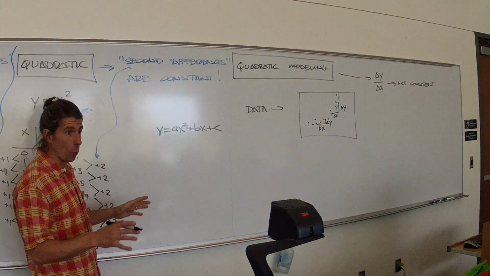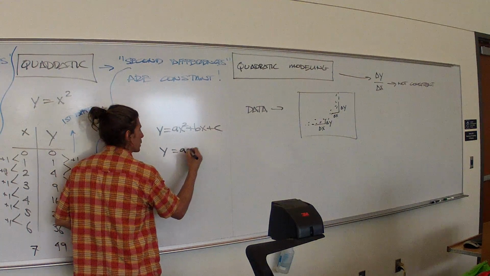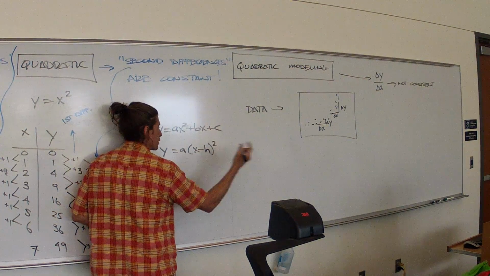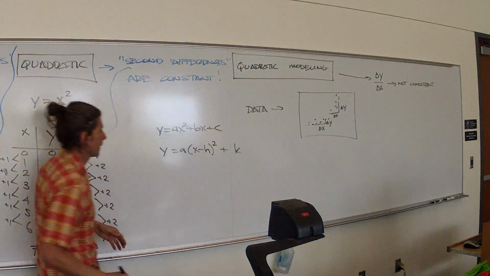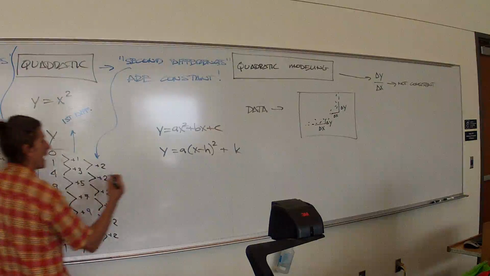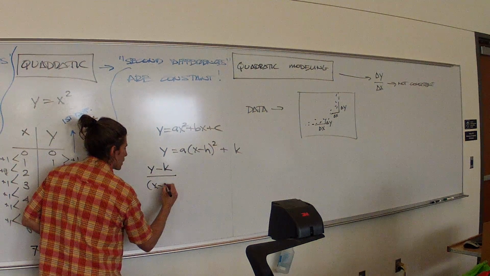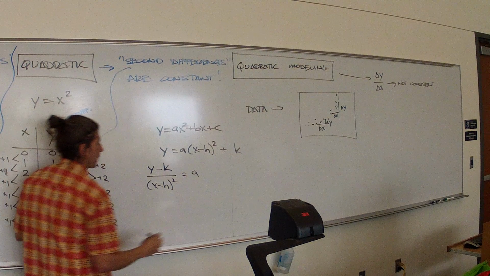An alternate form of this equation is called the vertex form, which looks like this. I actually have you play with it in your project that you're turning in on Thursday. y equals a times (x minus h) squared, plus k. If you solve this for a, you get (y minus k) over (x minus h) squared.